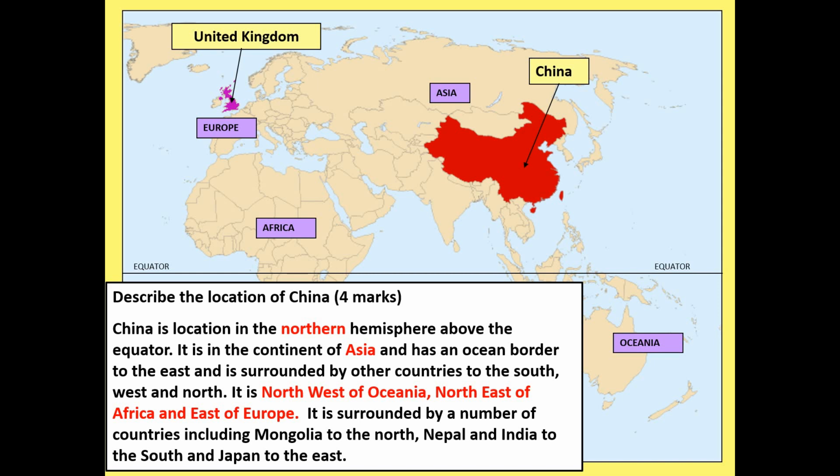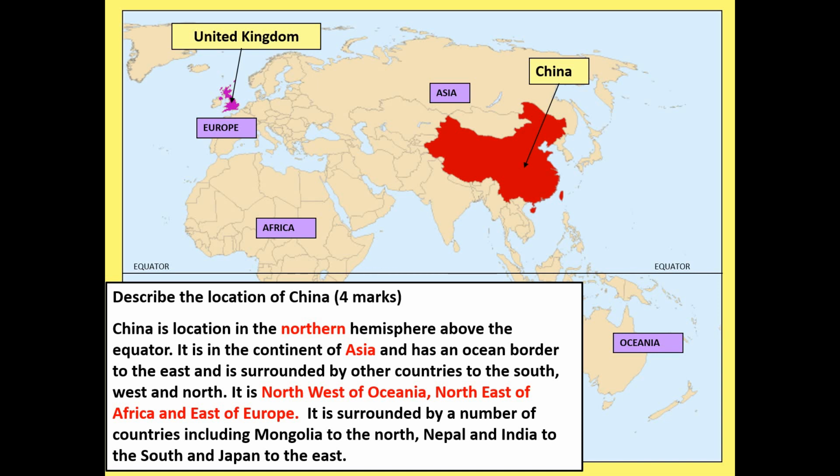So you get a mark if you mention that China is in the northern hemisphere, obviously north of the equator. You get a second mark if you said it's in the continent of Asia. You could have also said that there's an ocean border along the east coast, whereas to the north, the west and the south it is landlocked on 3 sides.